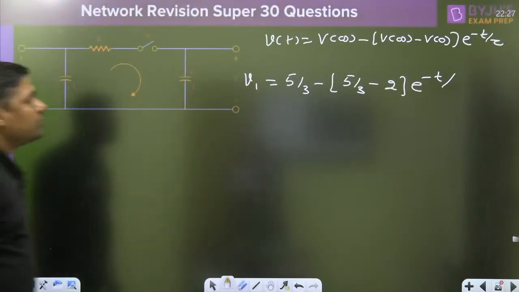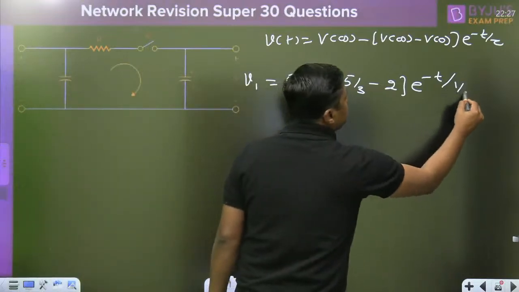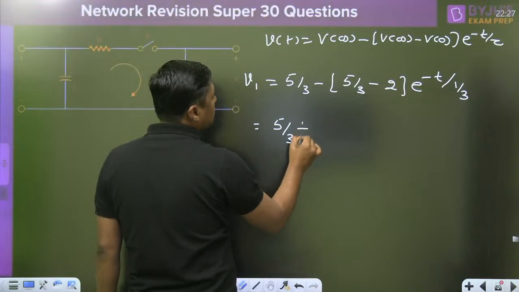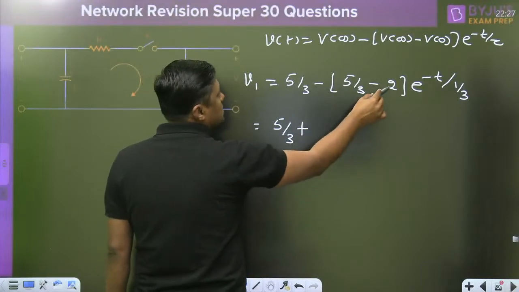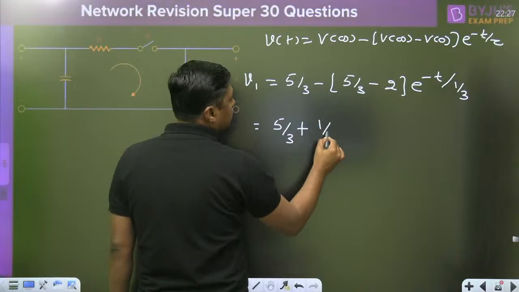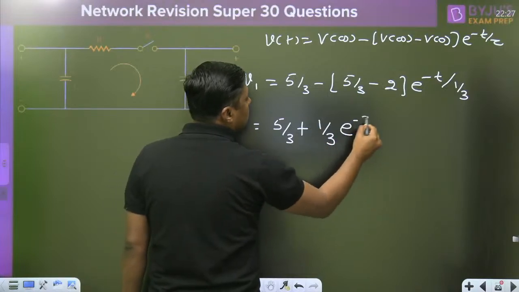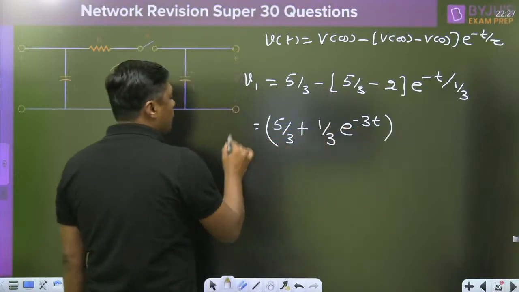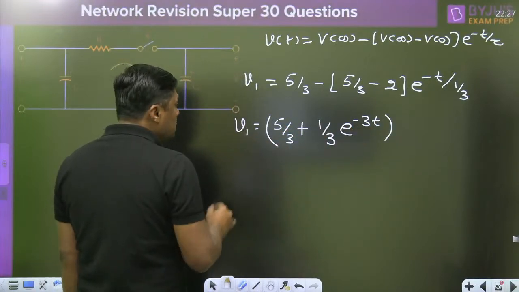Then you can use this time constant, 1 by 3. This will become 5 by 3 minus minus, it will become plus, 1 by 3 e raised to power minus 3t. That is the answer for V1. What is the answer for V2?